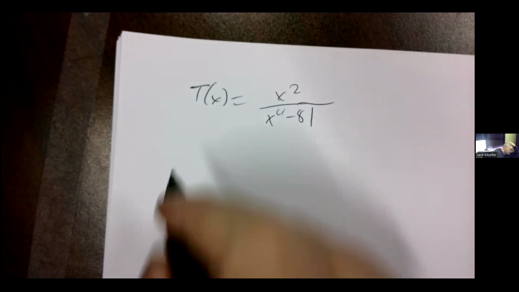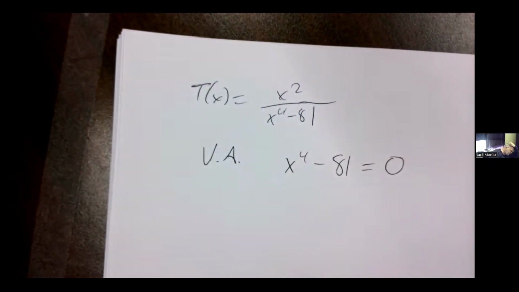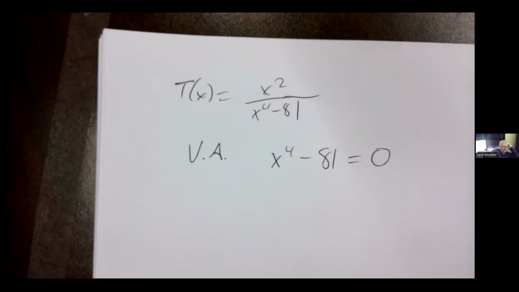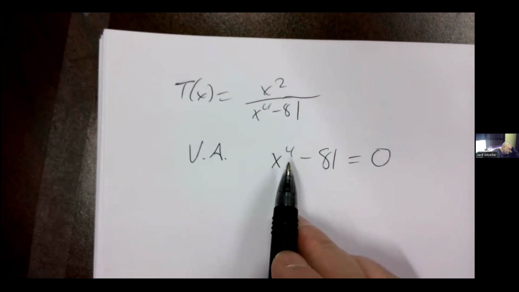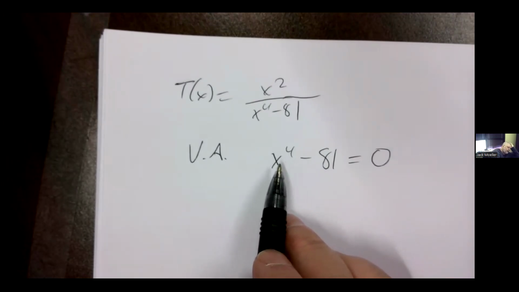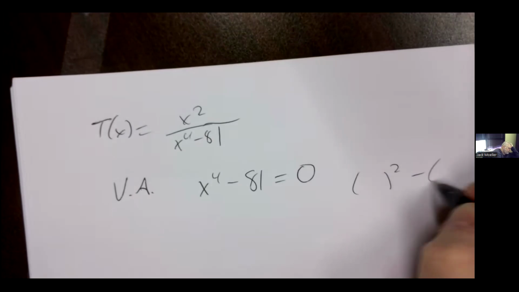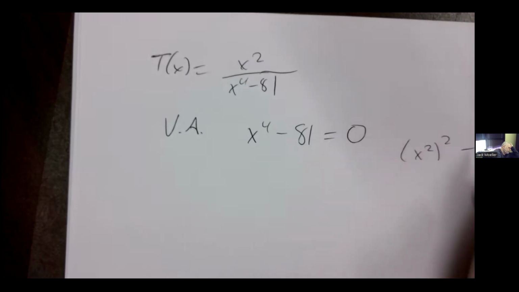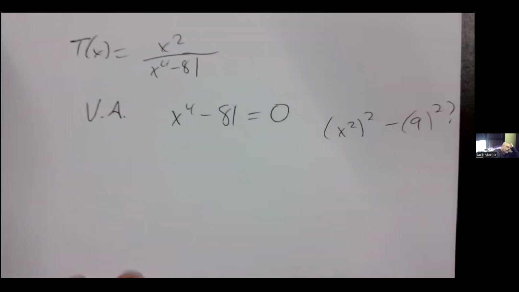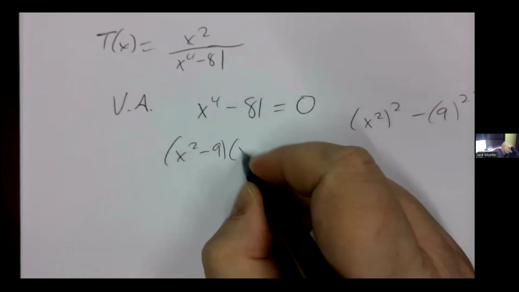All right, so for the vertical asymptote, set the denominator equal to 0 and solve. Okay, so here's the fun part on this one. That's not x squared anymore, so we can't use the quadratic formula. Okay, so what do we do? Well, factoring wise, this is a difference of squares, because it's something squared minus something squared. How do you get x to the 4th? It's x squared times x squared. How do you get 81? It's 9 times 9. So this is a difference of squares. So it goes to x squared minus 9 times x squared plus 9.